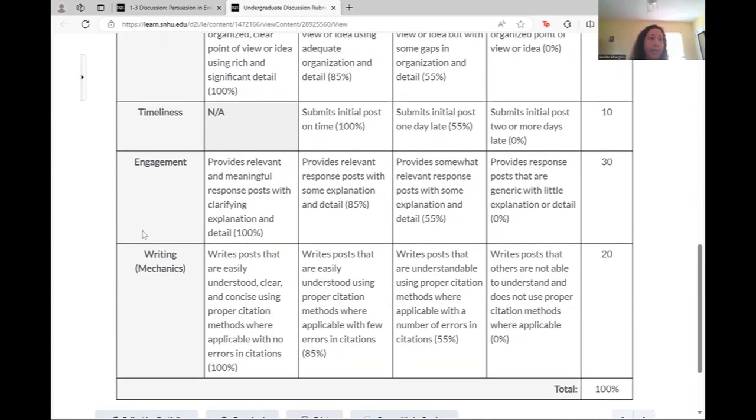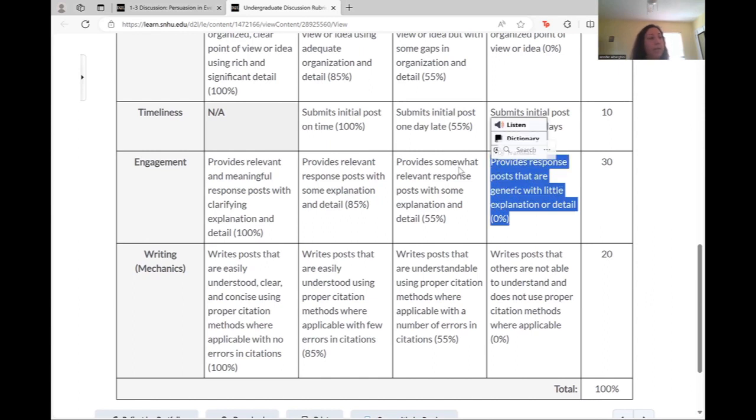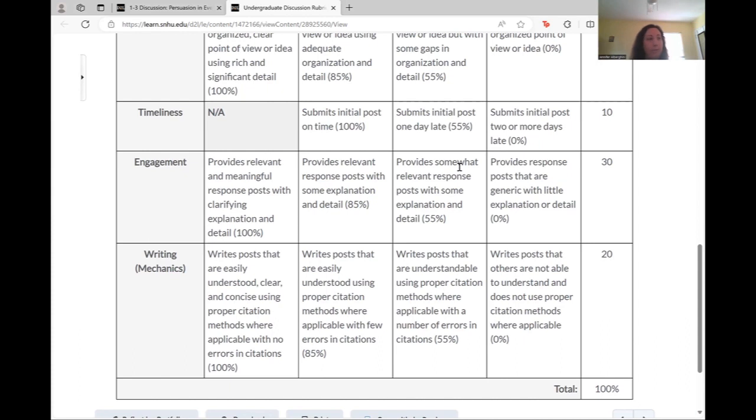The third category is engagement. These are the responses to your classmates, of which you are required to give at least 2. As I mentioned in my week 1 announcement, this is not just "hi" or "I agree" with no explanation. These responses are also considered not evident because they do not fulfill the questions in the prompt. Again, this is 0% of the grade.